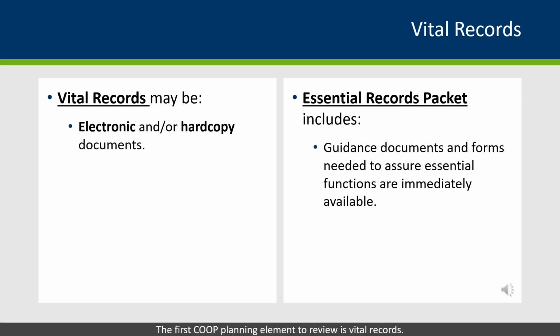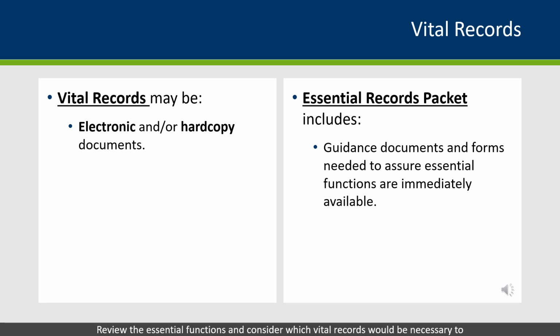The first COOP planning element to review is vital records. The goal of identifying vital records is to develop and maintain an essential records packet for each essential function so that when a continuity incident occurs, the guidance documents and forms needed to assure essential functions are immediately available. Vital records may be an electronic or a hard copy document.